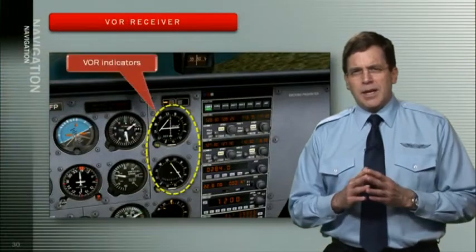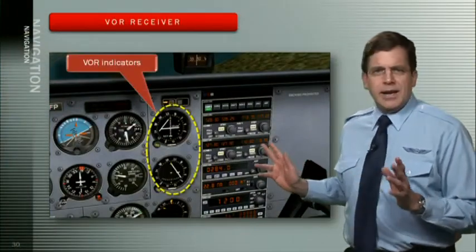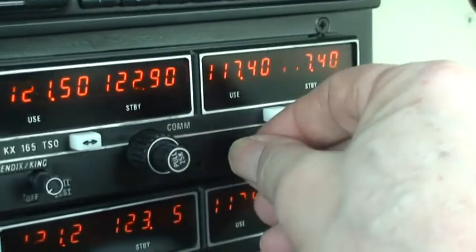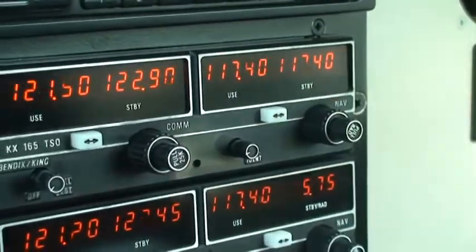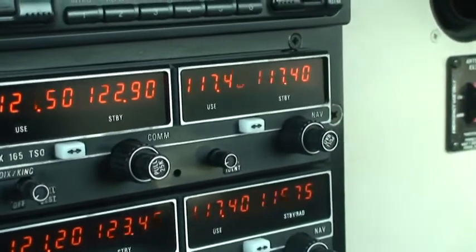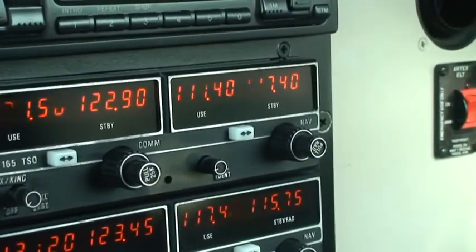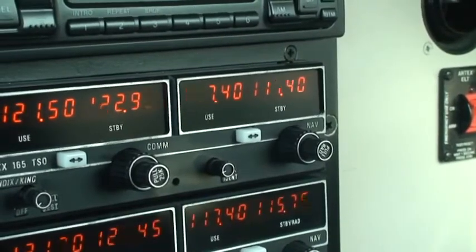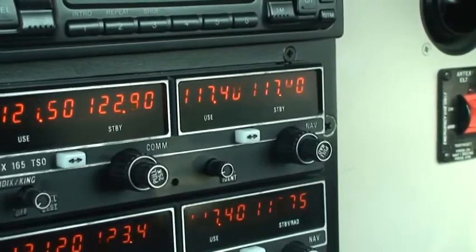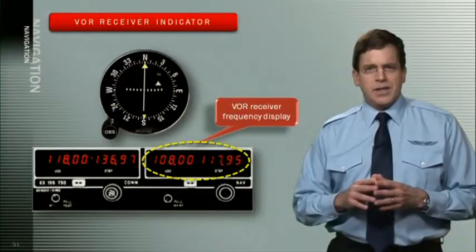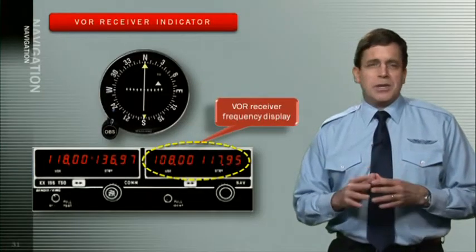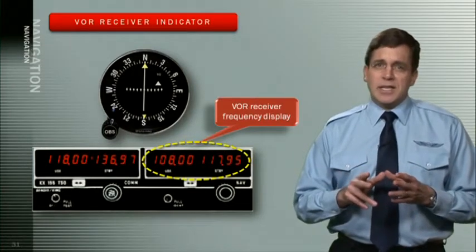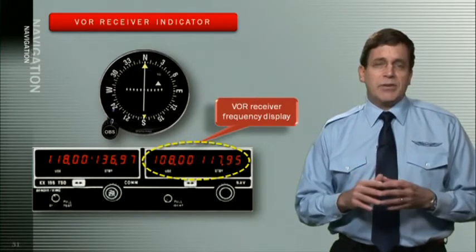The airborne equipment includes an antenna, a receiver, and the indicator instrument. The receiver has a frequency knob to select any of the frequencies between 108.0 and 117.95 megahertz. The on-off volume control turns on the navigation receiver and controls the audio volume. The volume has no effect on the operation of the receiver. However, you should listen to the station identifier before relying on the instrument for navigation.